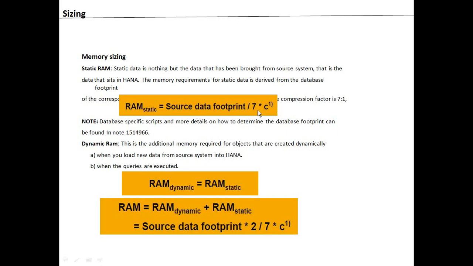You divide by 7. Why? Because there is a compression factor of 1:7. Let's say you have 7 GB of data in your legacy and you bring it into HANA. 7 GB divided by 7, where 7 is the compression factor. In HANA, it will take only 1 GB of memory. There is a 1:7 compression. So how will you come to that figure? You have some good scripts, you run the scripts on the legacy, and it will give you this.